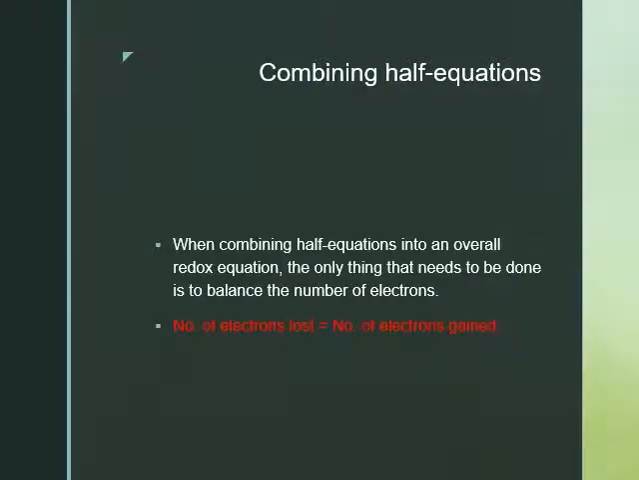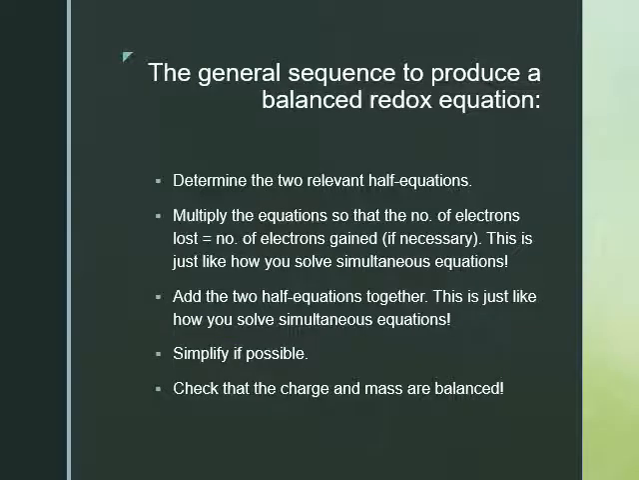So how do we combine half equations? Well, we combine half equations noting that the number of electrons lost must equal the number of electrons gained. So what's the general sequence? First of all, you determine the two half equations. Then you multiply the equations such that the number of electrons gained and lost is exactly the same. Let's look at how this is formed.